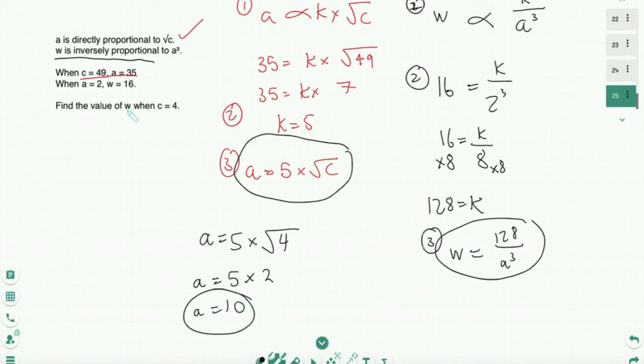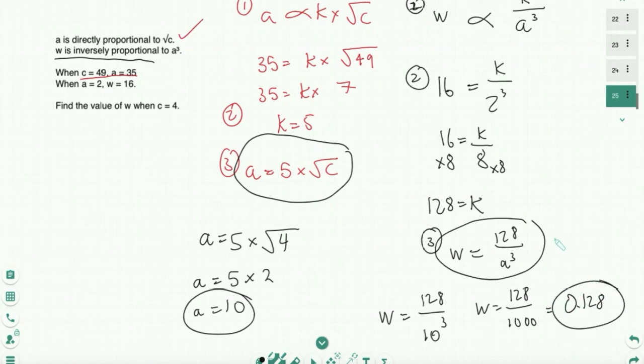Find the value of w when c is 4. Well, now I can find w because I know my a value is 10. So w is equal to 128 over a, which is 10, so 10 cubed. 10 cubed is 1,000. And 128 divided by 1,000 is 0.128. And that is your answer, okay?